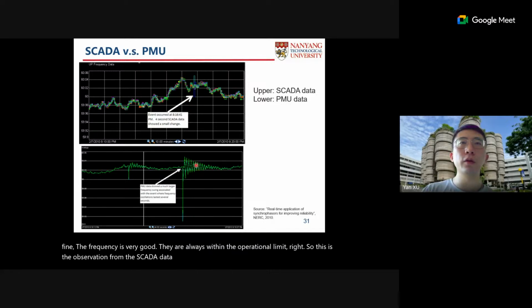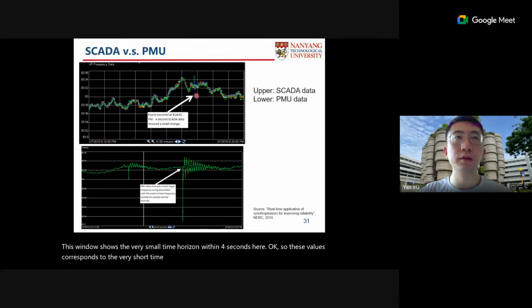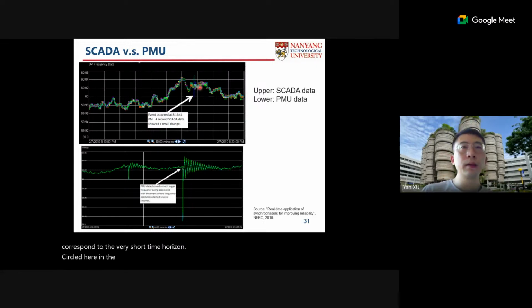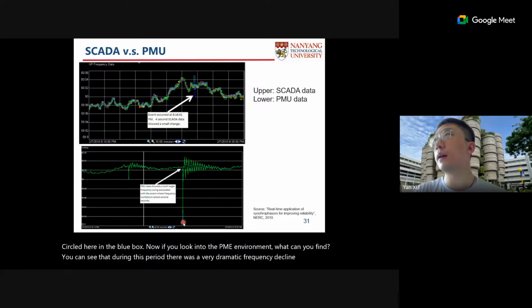However, in the meantime, we also have the PMU measurement, and this figure, this window shows the very small time horizon within 4 seconds here. So these values correspond to the very short time horizon circled here in the blue box. Now, if you look into the PMU measurement, what can you find? You can see that during this period, there was a very dramatic frequency decline, right?